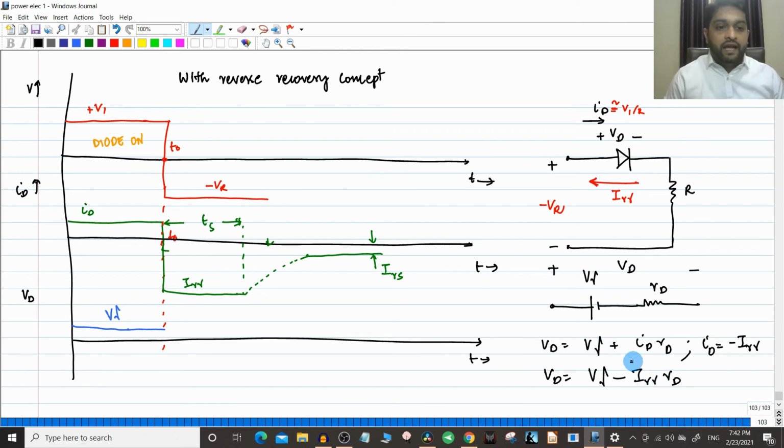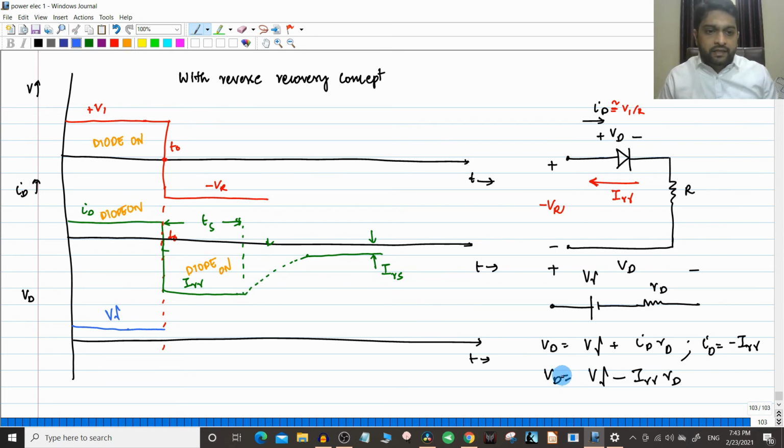And this IRR is a very significant amount of value. So you can clearly see, initially it was V gamma. You applied reverse voltage, but the diode is not turning off here. Diode is conducting in the opposite direction. So here the diode was on. Here also the diode is on due to the reverse recovery. Diode is on, but the current is flowing in the opposite direction.